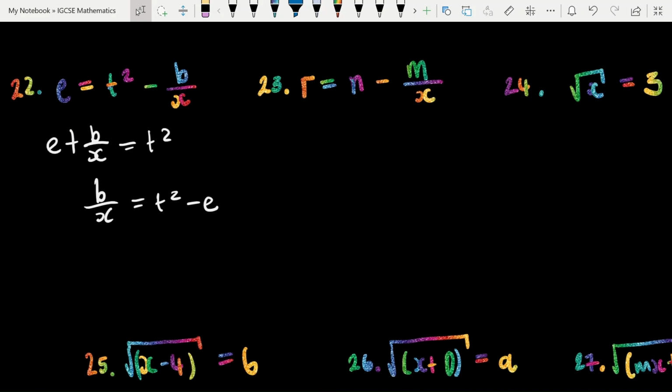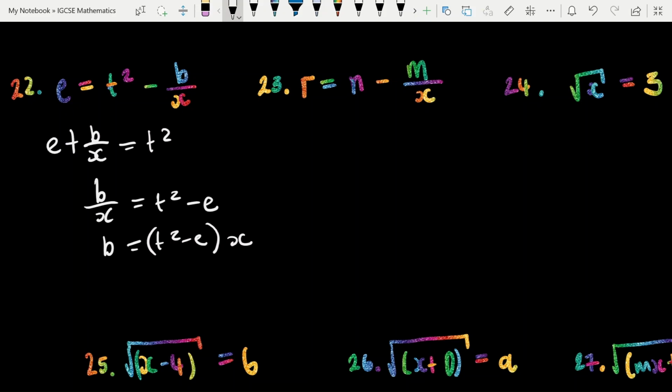Then now, what do I do? I break that fraction. How? By taking the denominator to the other side. When he goes to the other side, what will he do? He will multiply, because he's dividing. The x is dividing, goes to the other side, it will multiply. So b is equal to t squared minus e. This whole thing is now being multiplied by x. It doesn't matter if you put it in front or at the back. The whole thing, we just have to put the brackets to show that.